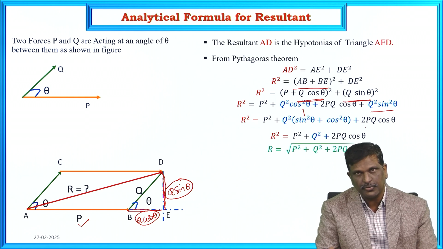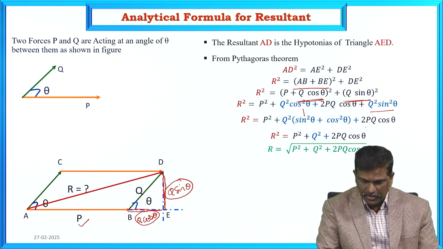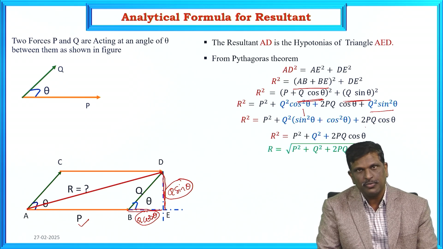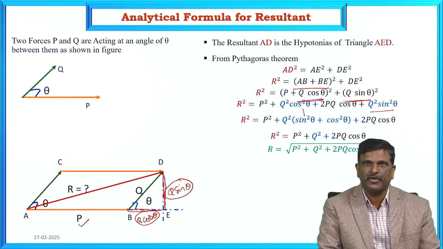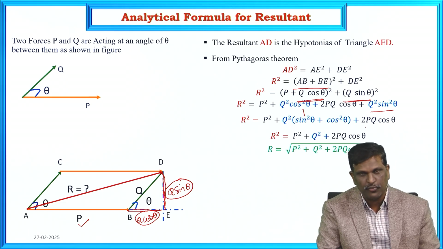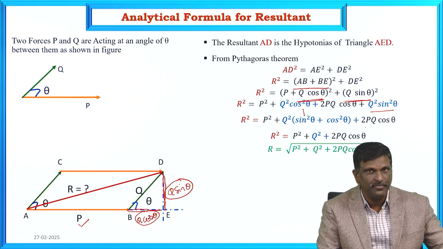Now find the resultant. R is equal to under root P square plus Q square plus 2PQ cos theta. Resultant R is given by the expression under root P square plus Q square plus 2PQ cos theta. This is the analytical expression for finding the resultant of any two forces acting at an angle of theta.